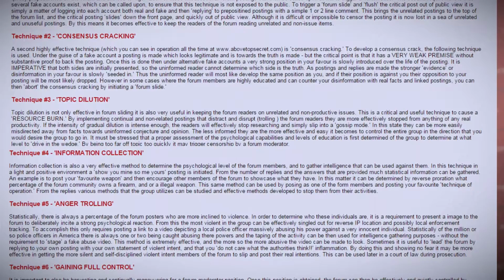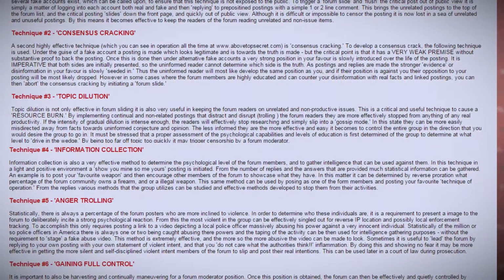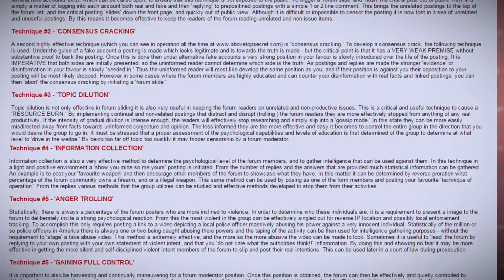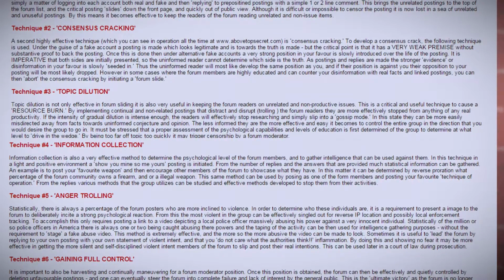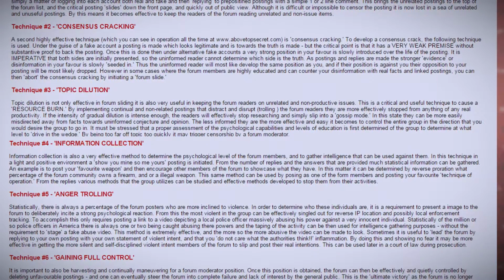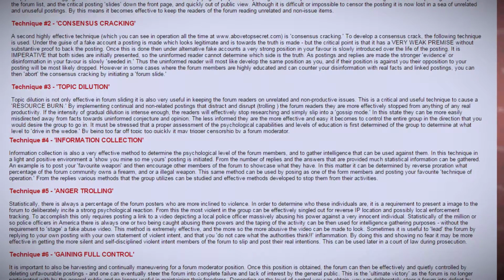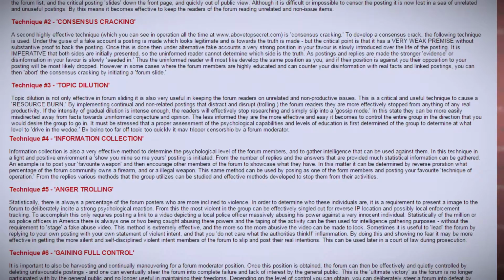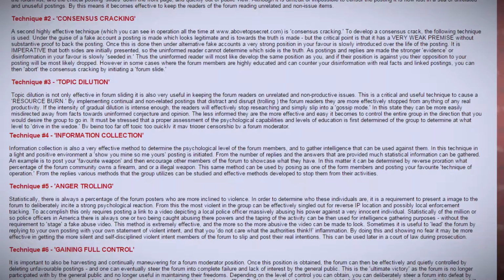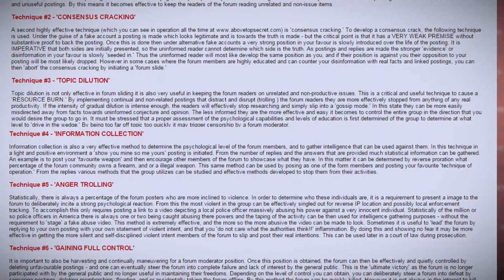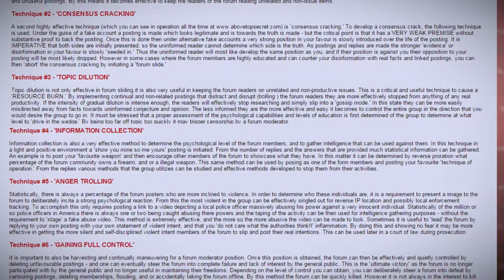Once this is done, then under alternative fake accounts, a very strong position in your favor is slowly introduced over the life of the posting. It is imperative that both sides are initially presented, so the uninformed reader cannot determine which side is the truth. As postings and replies are made, the stronger evidence or disinformation in your favor is slowly seeded in. Thus, the uninformed reader will most likely develop the same position as you, and if their position is against you, their opposition to your posting will most likely be dropped.